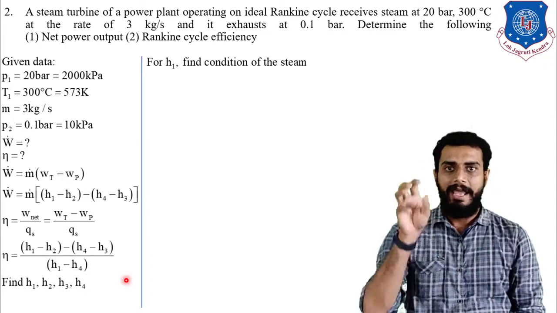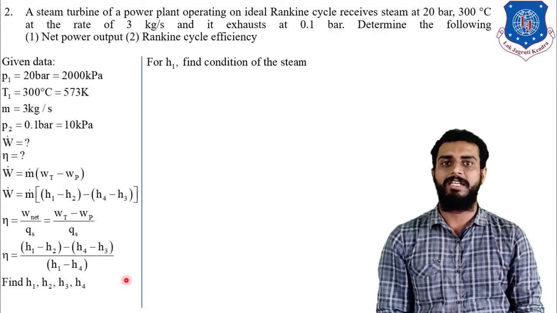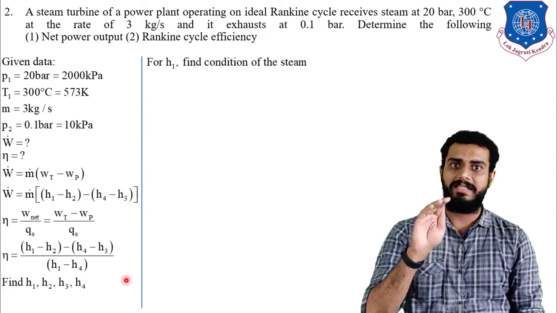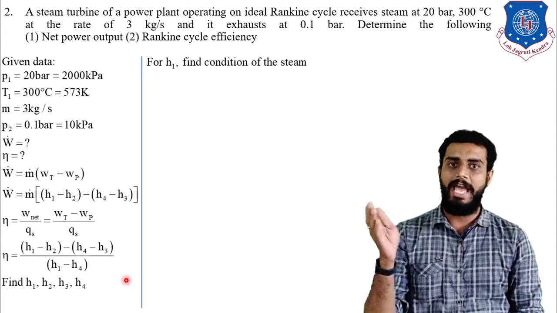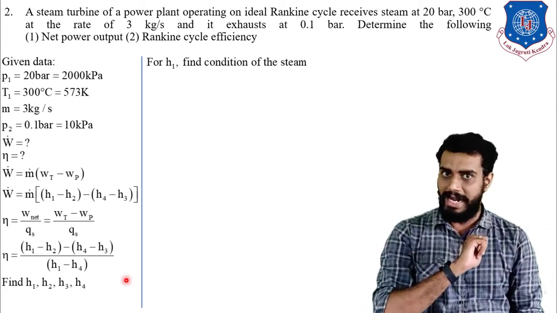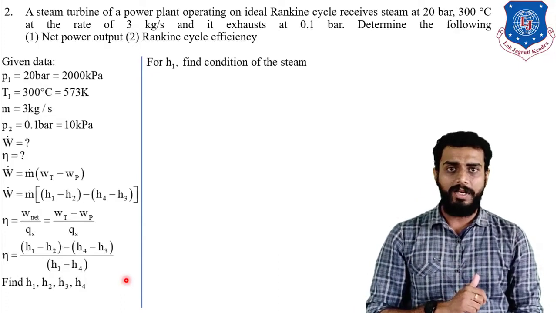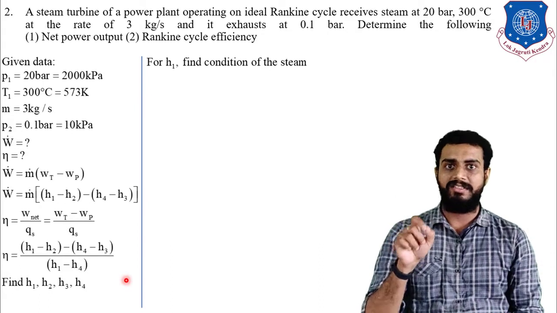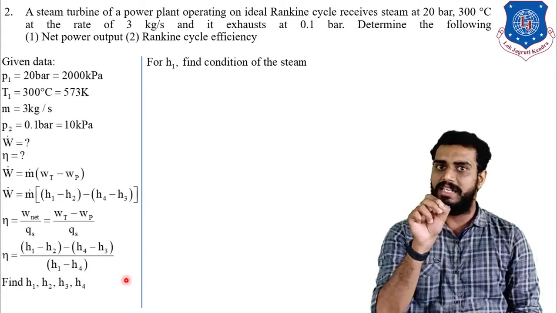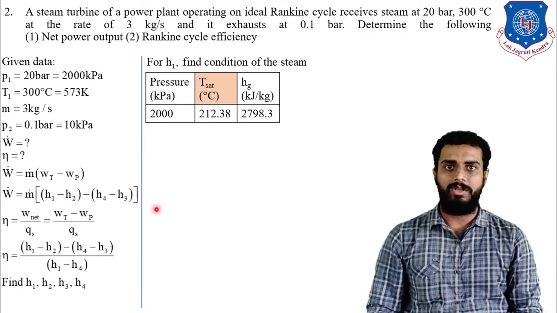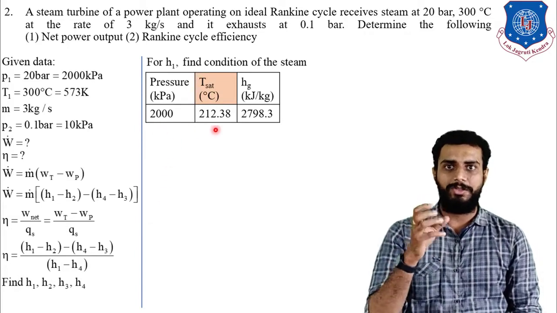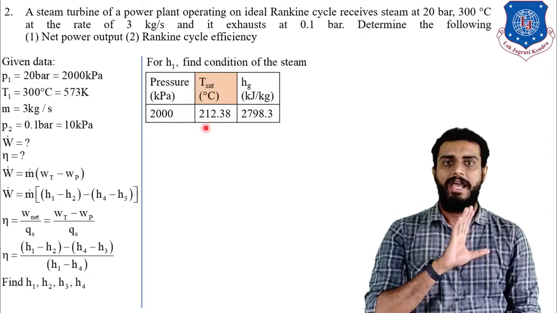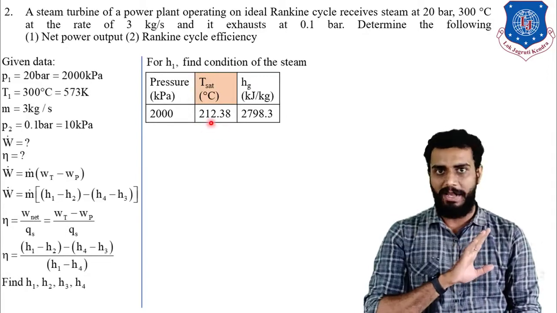So open the steam table and identify 20 bar pressure in that steam table. The steam table which I am referring to is using kilopascal as the unit of pressure, so that is why I have converted bar into kilopascal, right? So further, at 2000 kilopascal I will identify the saturation temperature. Note down the saturation temperature. As you can see on the screen, I have written that the saturation temperature is 212.38 degrees Celsius at 20 bar or 2000 kilopascal.